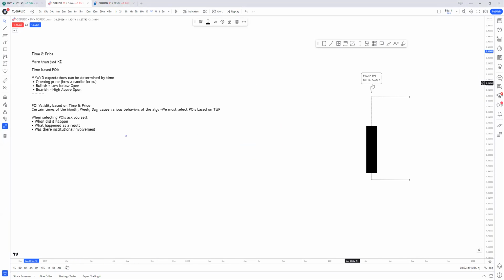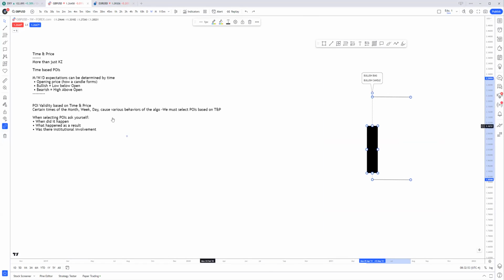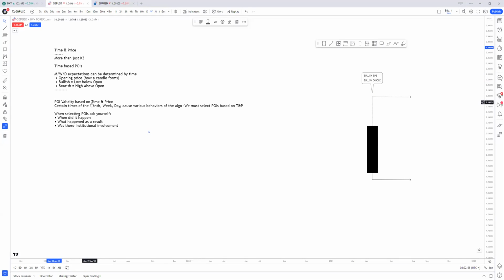Okay. So the next thing about time and price that is very important is POI validity based on time and price. Certain times of the week, month, or the day cause various behaviors. We must select POIs based on time and price. So we just covered that.